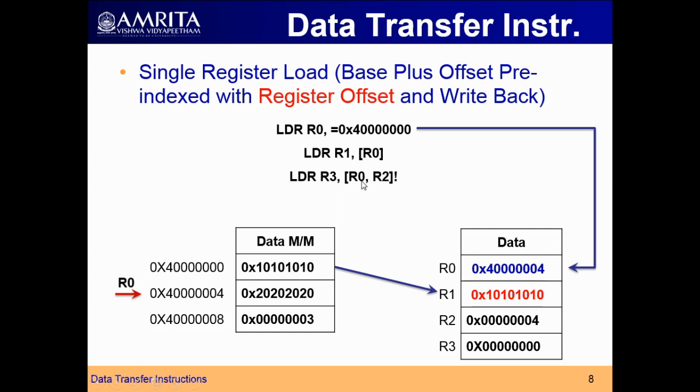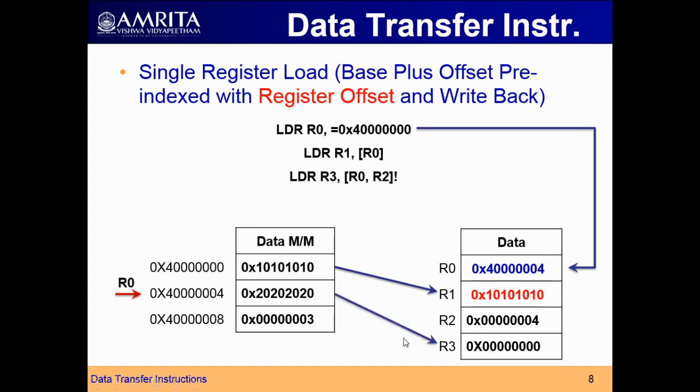So, now you have added the base address present in R0, that is 4000, with the offset present in R2, that is 4000 plus 4, you will be getting 4004. That means R0 is pointing to 4004, and since the exclamation mark was there, the new address was updated in R0. Content of the memory address pointed by R0, what is that? 202020. That will be moved on to R3.